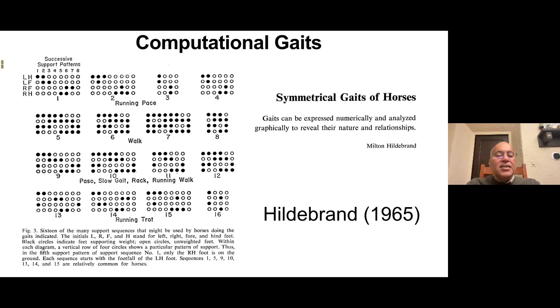And when it's a filled circle, that means that the foot is down on the ground, whereas an open circle means it's up in the air. So this led to the first approaches to trying to develop machines that could walk.